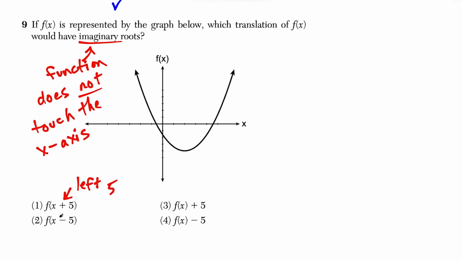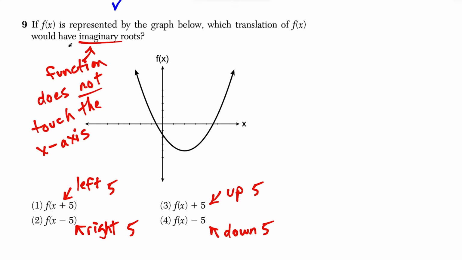If we replace the x's with x minus 5, that's going to send the function here to the right 5 units. So let me just clean this up. This sends the original f of x to the right 5. And then for the last two answer choices, adding 5 to the function shifts everything up 5. And then if we just subtract 5 from the whole function, that sends everything down 5.